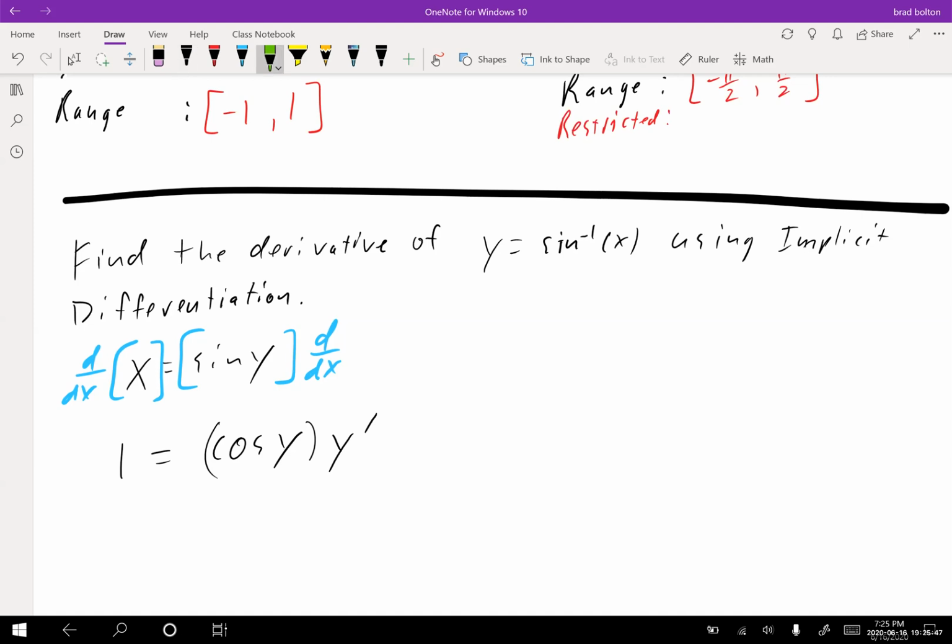Just remember, when you're doing implicit differentiation, if that inner function is not the same as the original variable, then we have to differentiate the inner function as well. Okay, so since this is with respect to x, we're going to get that y prime. Now we're going to solve for y prime.